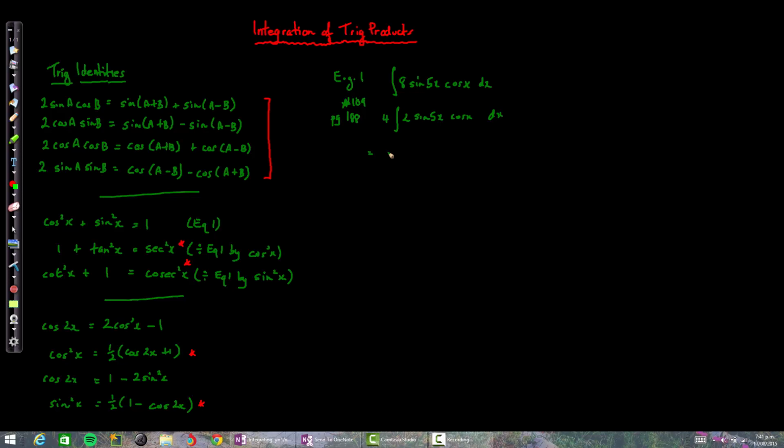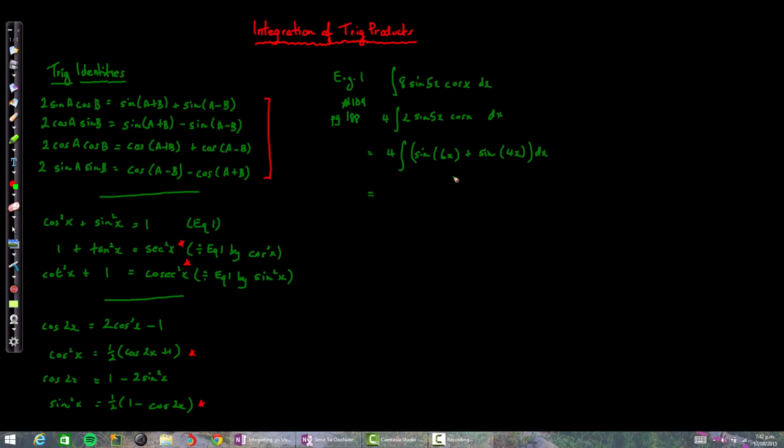So it would equal 4 times, okay, now we're going to take this 2 sine 5x cos x, use this identity to write it as the sum of 2 sine functions. So it'll be the sine a plus b. Now a is 5x, b is x, so you get 6x plus the sine, according to the identity it's sine a minus b, so it'd be 5x minus x, which is 4x, and it's going to be all of that integrated.